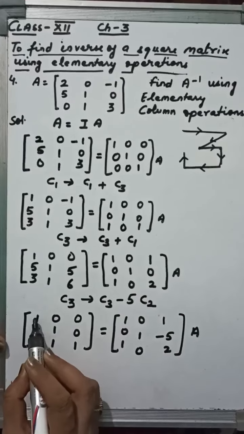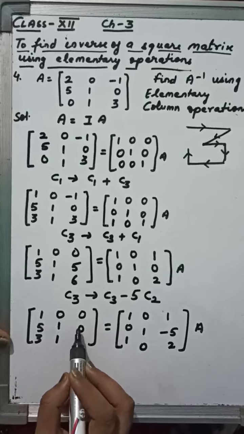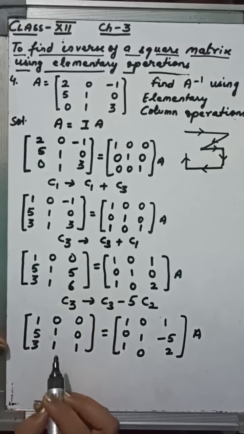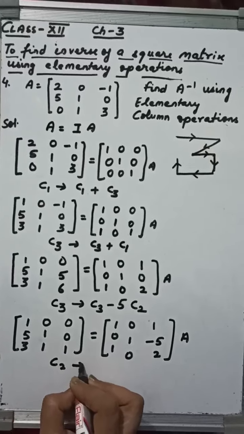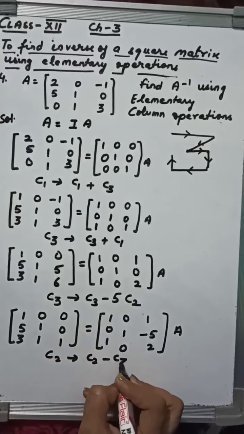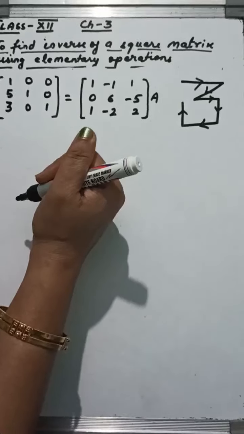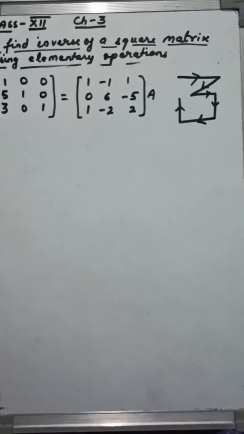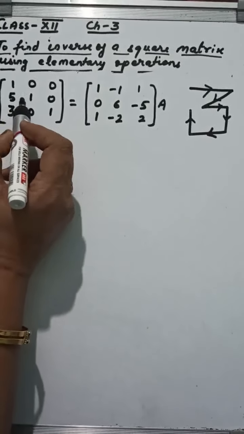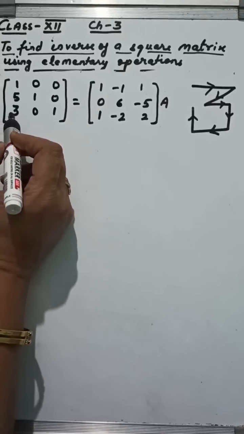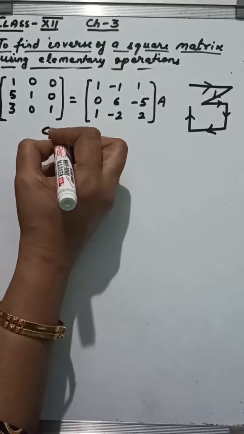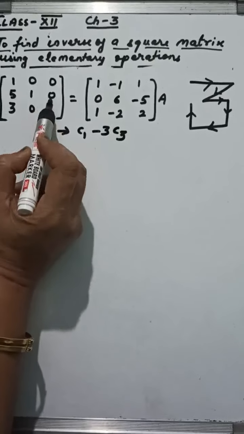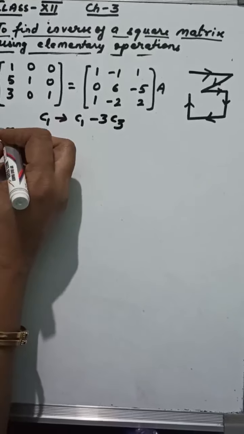Now this is 1, 0, 0, this is 1, this is 0, this is 1. Now next we want to make this as 0. To apply in C2 minus C3. So after the step C2 minus C3, we get this matrix. Now we want to make this element 0. To apply in C1 minus 3 C3, means we multiply the third column by 3 and subtract from the first column.